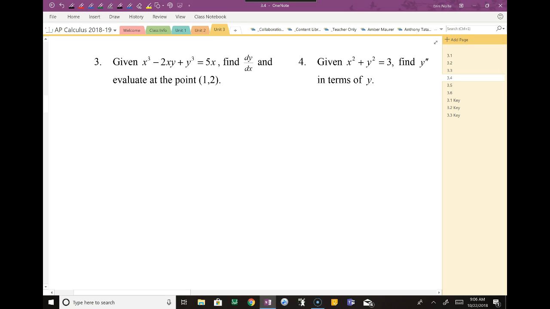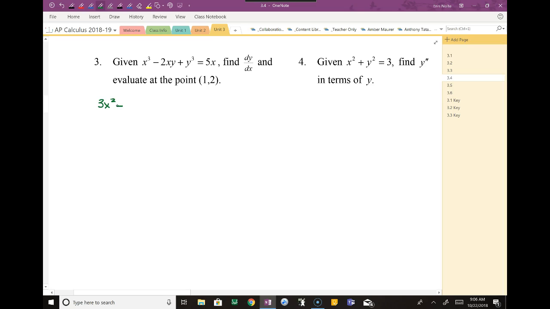Okay, so question number 3. Doing basically the same thing. I'm going to guess this is going to get a little bit more exciting here. Okay, so same thing. What is the derivative of x to the 3rd? 3x squared, good. Ah, here it is. This is the exciting part.